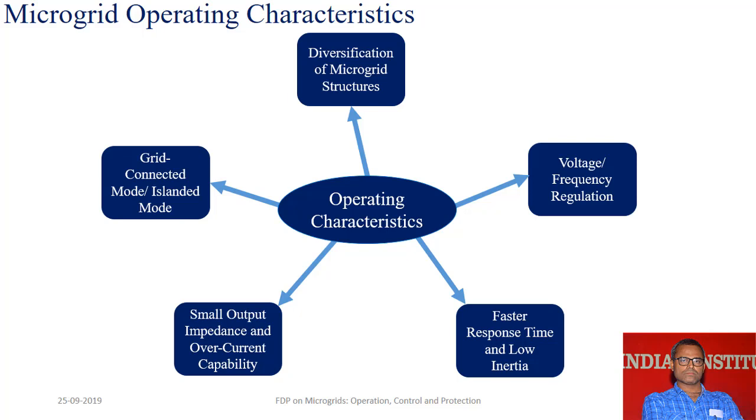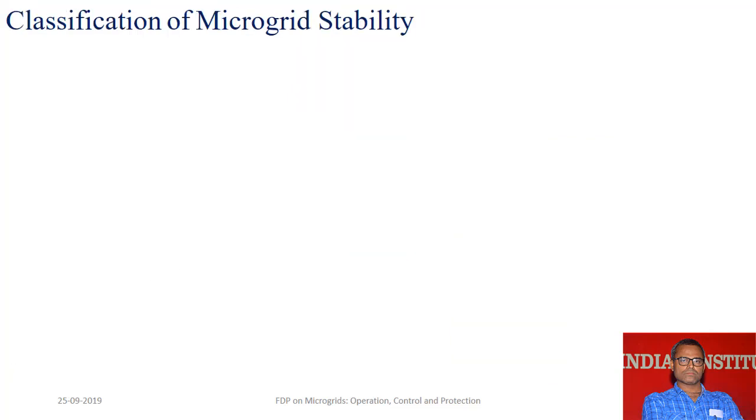Therefore, it is always easier to handle the microgrid when it is connected to the grid. That is, the grid connected mode of operation is always better. Better in the sense that it makes the microgrid stable, because the high inertia of the utility grid will drive the microgrid. So the stability is well maintained when it is connected to the grid. When it is isolated, the stability is hampered. It becomes less stable compared to the grid connected mode, right? So these are the microgrid operating characteristics.